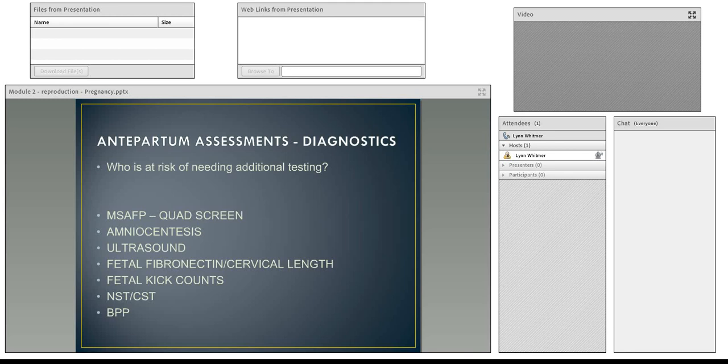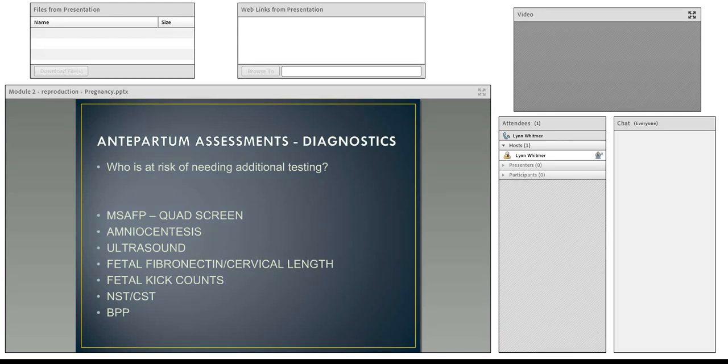Antepartum assessments, part of it is some diagnostics that we want to do. Who's at risk for needing additional testing? One we've already identified is the diabetic patient who's on insulin. The preeclamptic patient, because there's poor perfusion to the placenta. We can't see the placenta, so we're going to have to test it. A woman over the age of 35 needs additional diagnostics, and that would be an amniocentesis to look at the genetic screen. She can refuse that, and that's fine, but we need to counsel her.